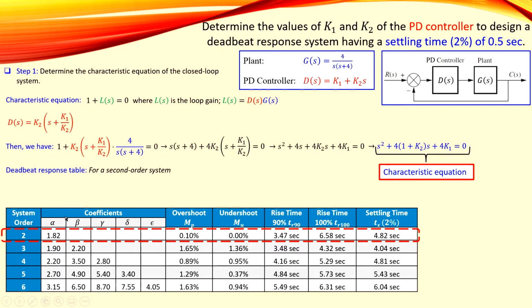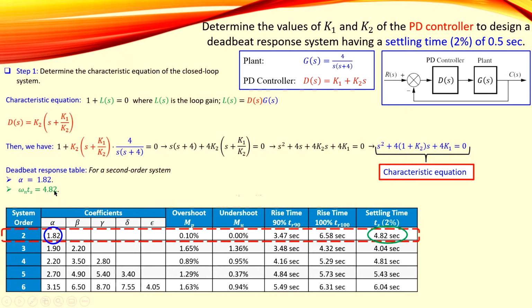Now, if I look at the table here, I have an alpha of 1.82. And for the settling time normalized value, I have 4.82 seconds. So if I summarize this, alpha will be 1.82, and omega n times the settling time, which is given here as 0.5, must be equal to 4.82. Again, remember, this is the normalized value, and if you want to use this, you must multiply that by omega n times your settling time.